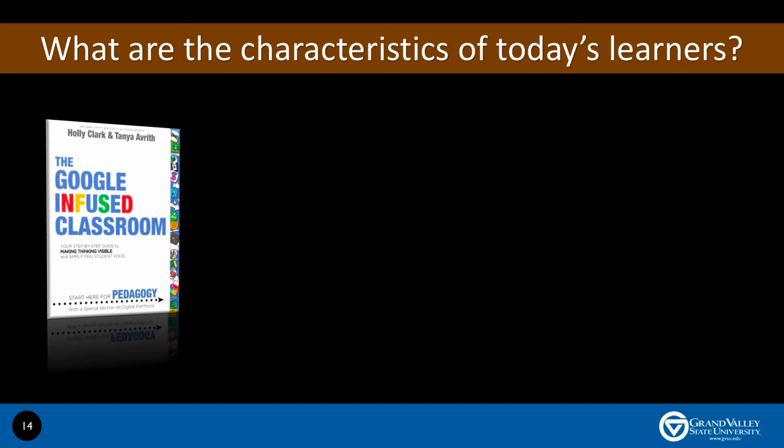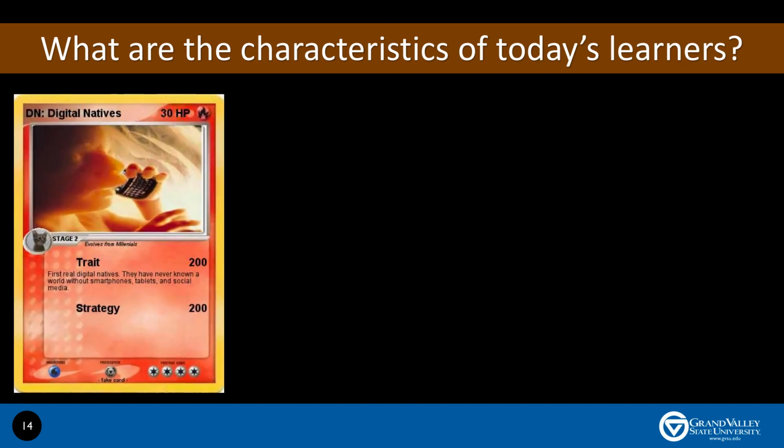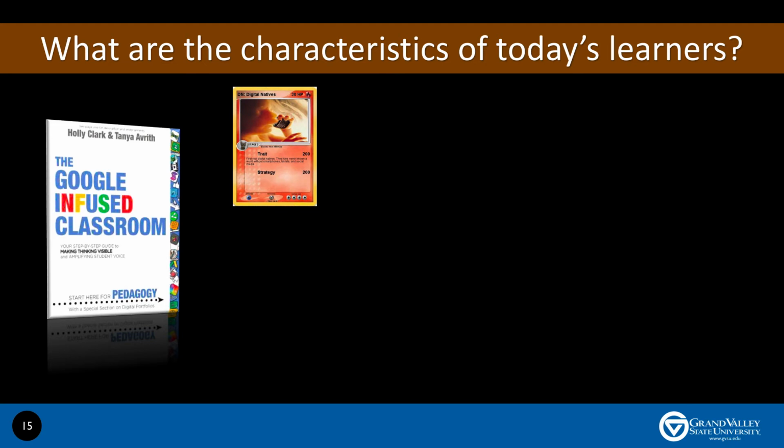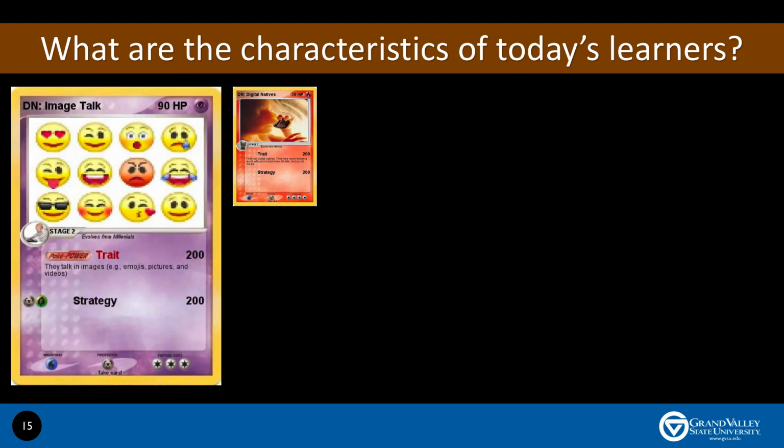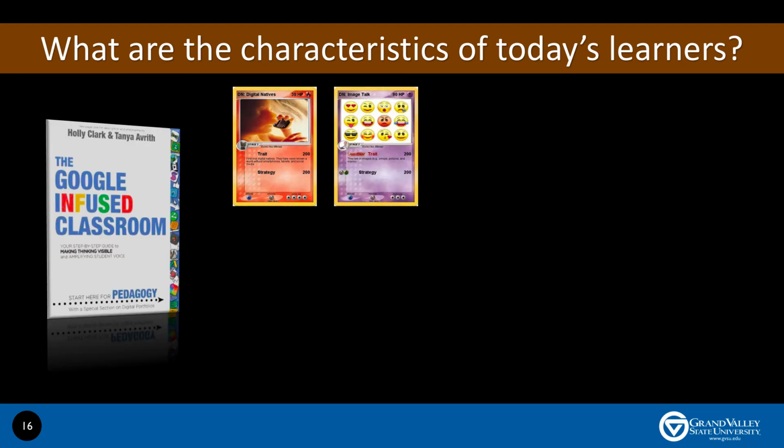So here they are. Number 1, digital natives. They are the first real digital natives. Our students have never known a world without smartphones, tablets, and social media. Number 2, they talk in images. Number 3, they are social entrepreneurs and like their learning to have meaning and purpose.